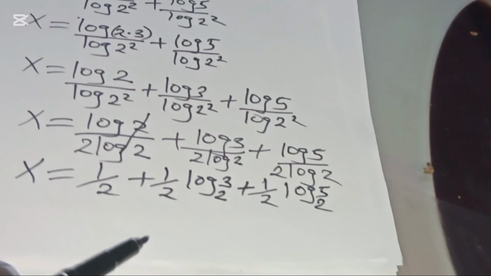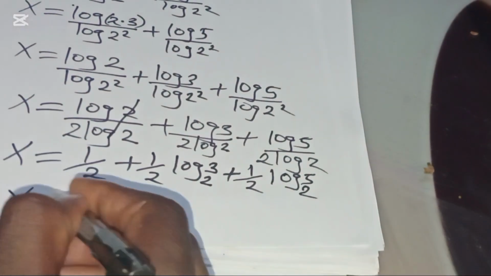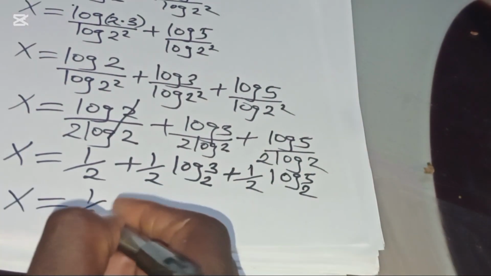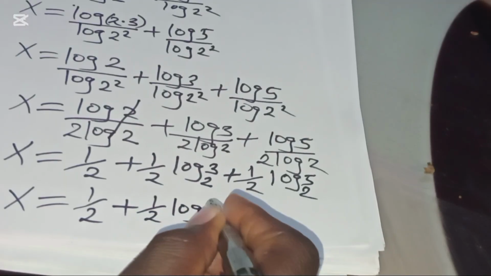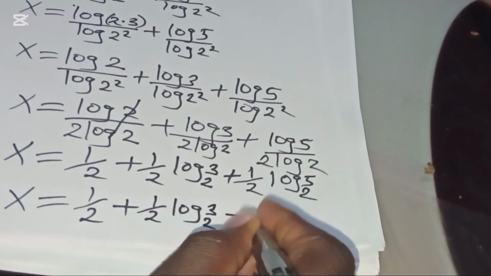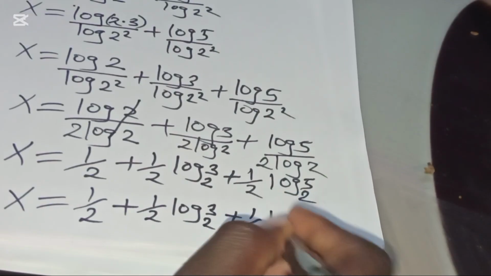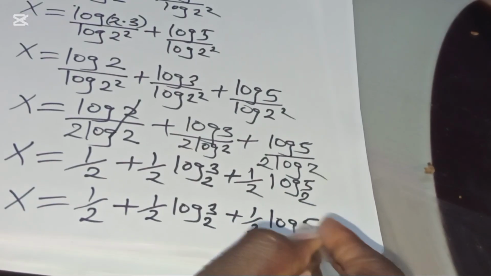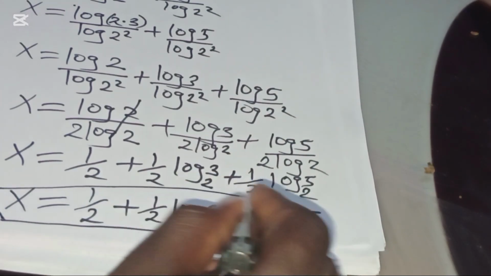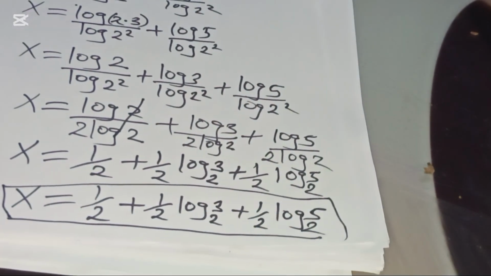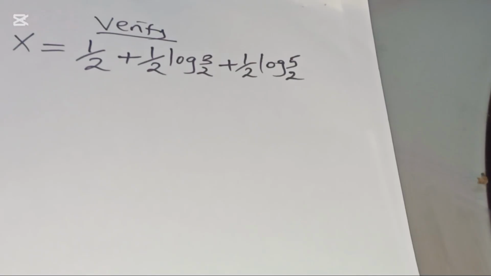Now, as you can see, the value of x is equal to half plus half log 3 to base 2 plus half log 5 to base 2. Now this is the value of x. So let's verify that this value of x, which is a half plus a half log 3 to base 2 plus a half log 5 to base 2, actually satisfies the equation.